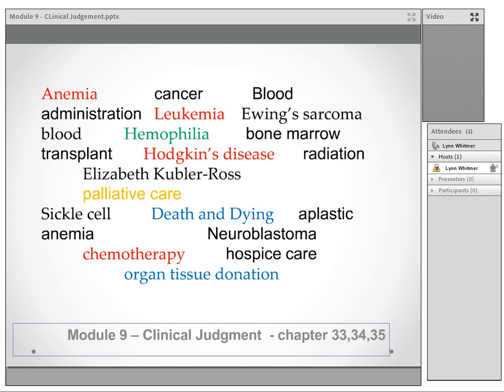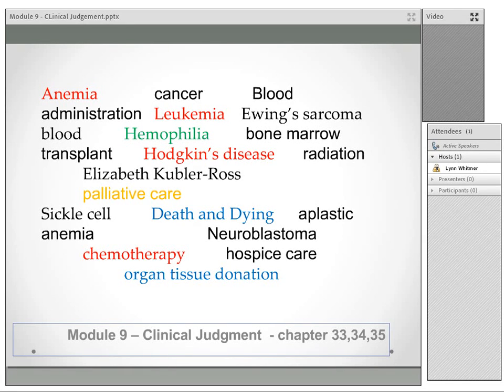Module 10 is on advocacy and Module 11 is on health education. So we're pretty much ending the systems review at this point. The words I have in front of you all go through the 3 chapters that we're presenting with this module.